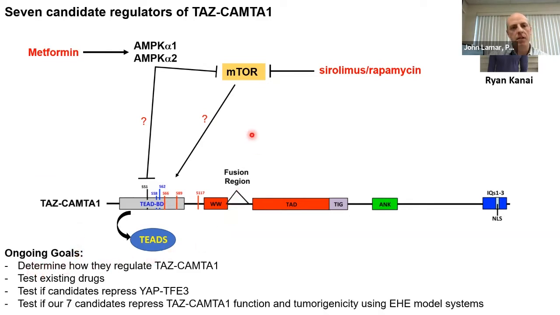We're trying to understand how these different candidates that we've identified are regulating the fusion proteins. We do plan to test some of these drugs in these model systems. We also predict that many of these same genes will repress the YAP-TFE3 fusion protein, so we're going to test that next. And then we want to develop some EHE model systems to actually confirm that some of these same candidates can regulate these fusions in EHE cells and block their tumorigenicity. And so I'll just spend the last couple of minutes real quickly telling you about that.